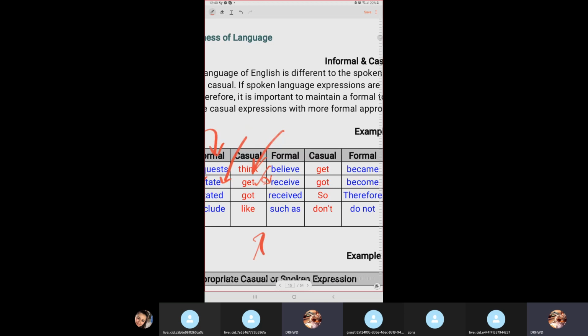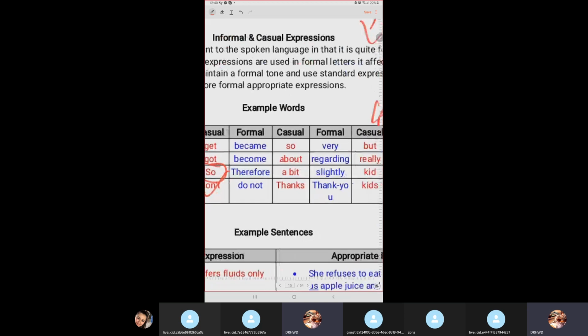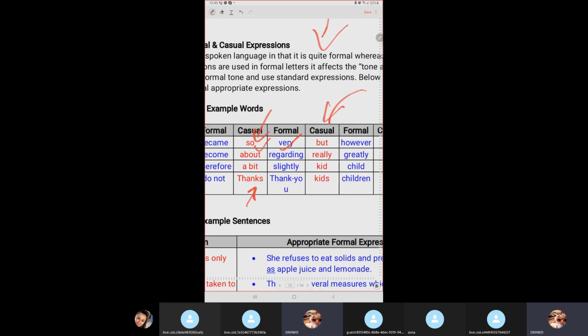I hope you guys are following. I'm powering through, but it's really important. Get and got are used in spoken language, so they cannot be used. Don't is a contraction, and we don't use contractions in your letters. Instead of saying "about", use "regarding". "So" is again not to be used. "Very" is to be used. "Thanks" is again a contraction; you don't use it, you say "thank you".